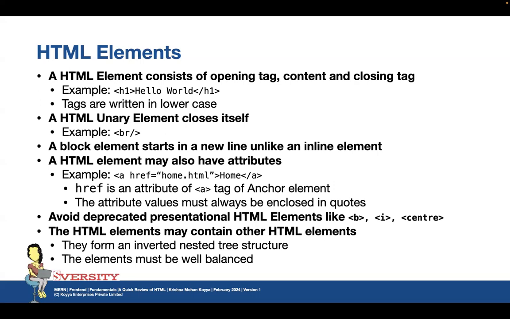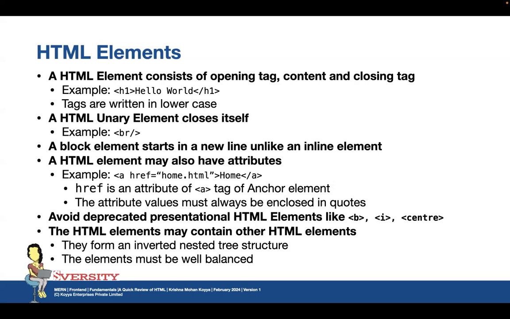In many places, an HTML element may also have attributes. For example, here you see an element whose opening tag is A and closing tag is /A, and the content is home. But in the opening tag after A, you also have something called href equal to home.html. This entire thing is called an attribute. Href is an attribute of the A tag, or anchor element.